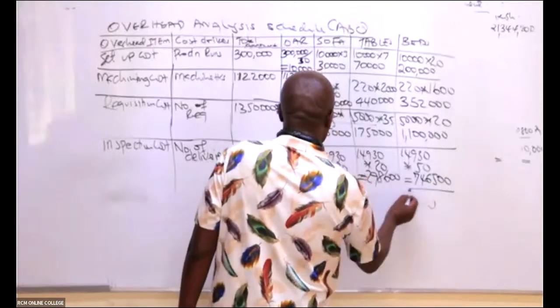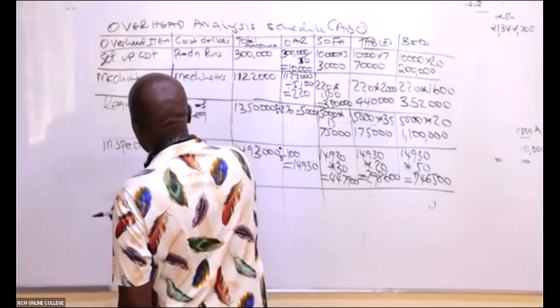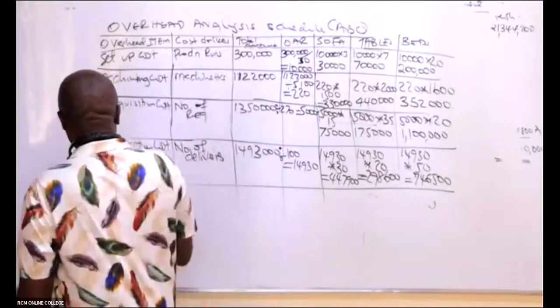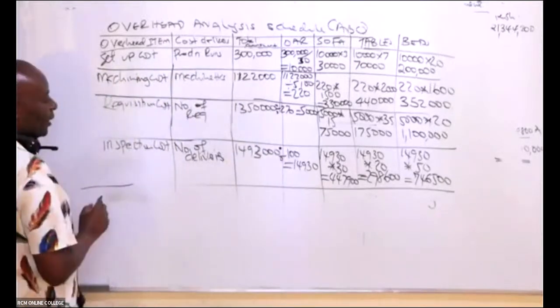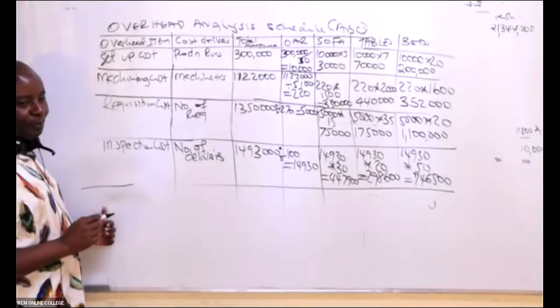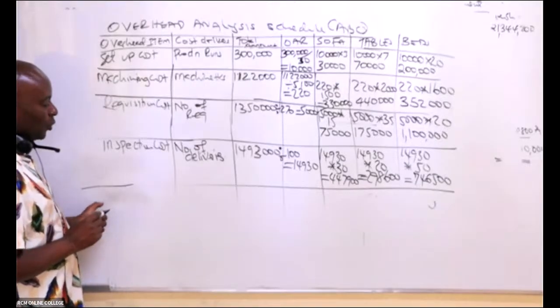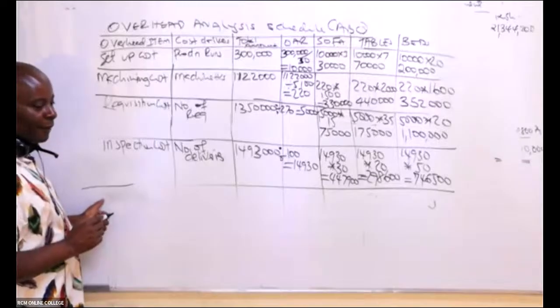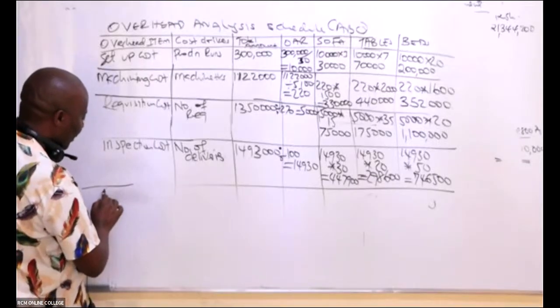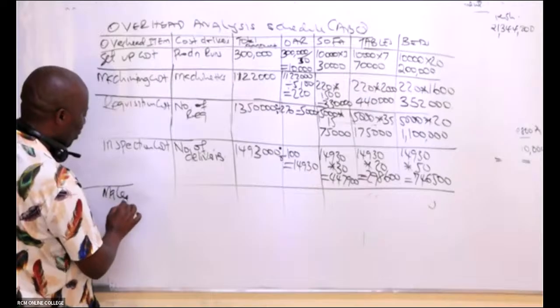Is that all, or do we still have other cost items? We have one more to go. What is the name of this last one? Which cost? Material handling costs.